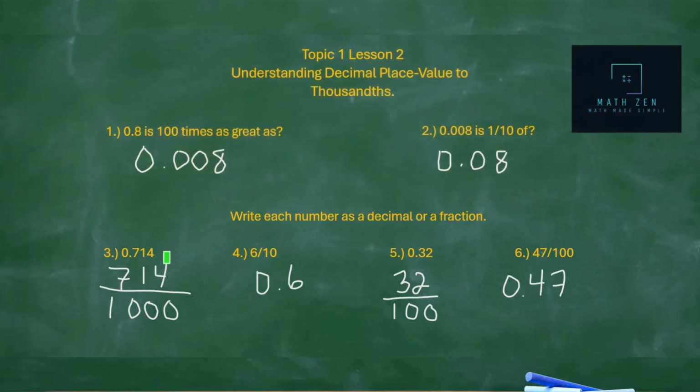Now moving on to number 3, this is just pretty simple. 714 thousandths is going to be written as 714 over 1,000. 6 tenths is going to be written as a digit 6 in the tenths place. 32 hundredths is going to be written as 32 over 100. And 47 hundredths is going to be written as a 47 ending in the hundredths place. Good job if you're keeping with me.